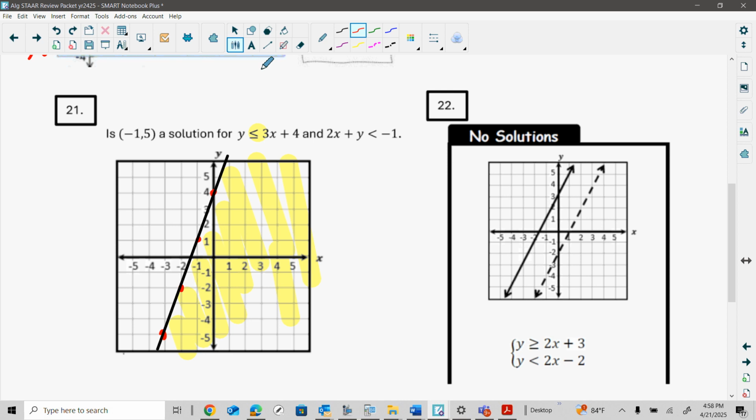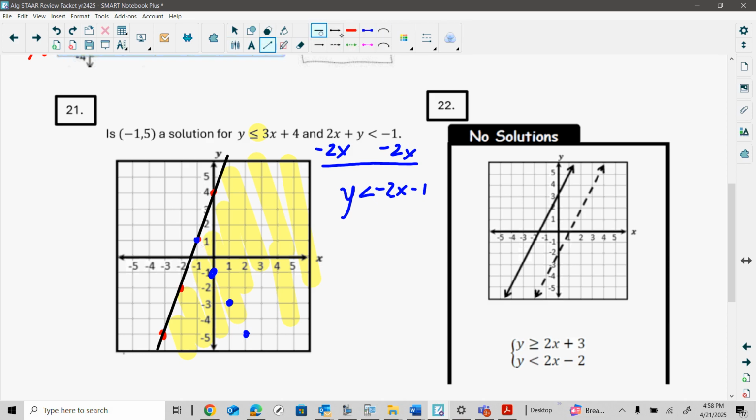Now for the second inequality, it's not in slope-intercept form. To do that, I'm going to have to subtract the 2x. And now I see it: y is less than negative 2x minus 1. So the y-intercept is negative 1. The slope is negative 2, so that's down 2 to the right 1. Remember, the line should be decreasing, or going up 2 to the left 1. Now I can see where the lines cross, so I'm going to extend that right there, to make this a little more accurate. And because it's less than, I'm shading below the line.